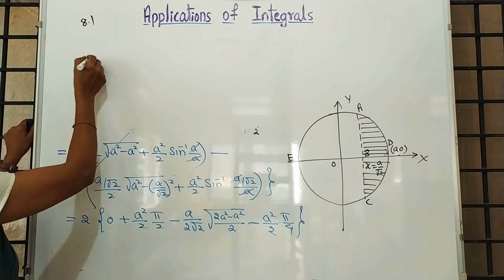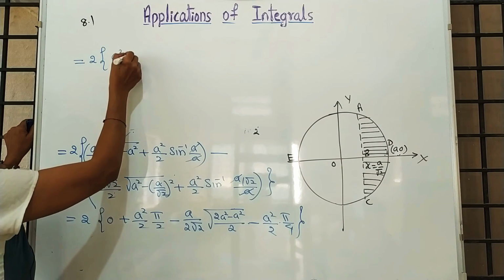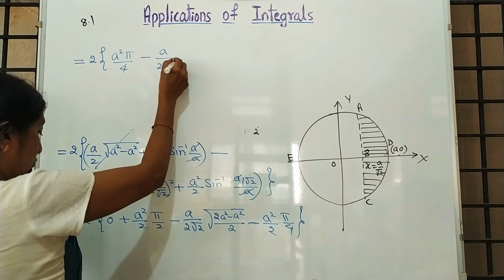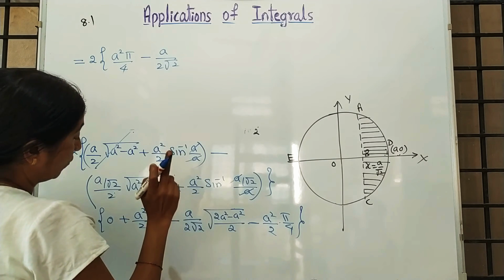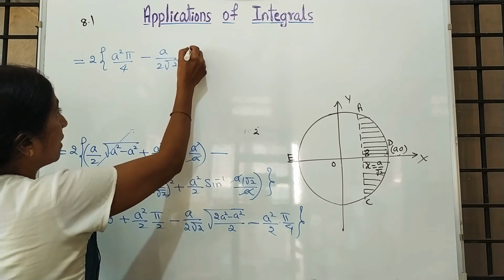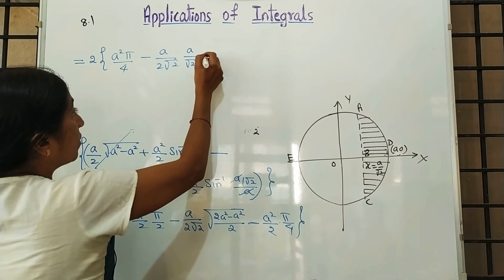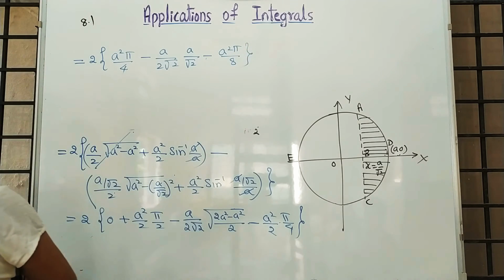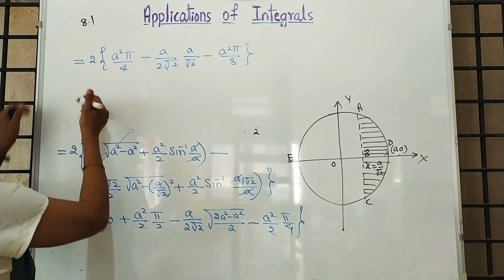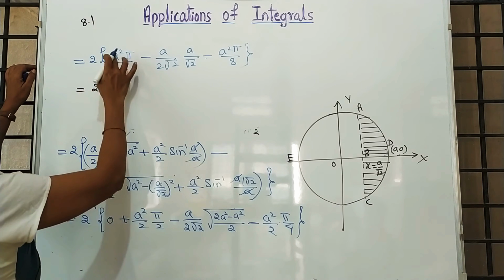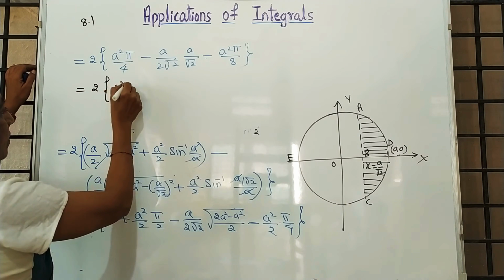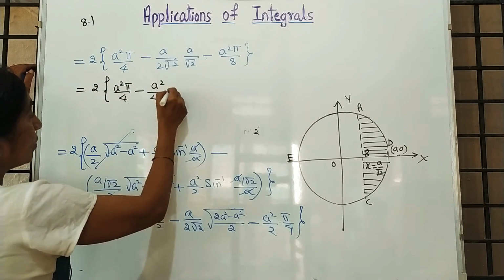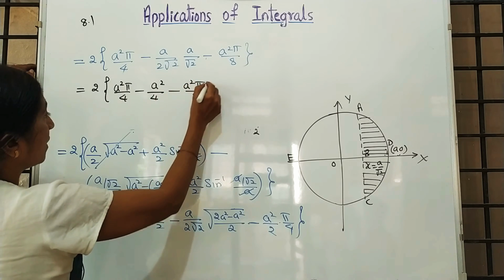It is 2 a square pi upon 4 minus a by 2 root 2. 2a square minus a square is a square. Square root of a square is a. A by root 2 minus a square pi by 8. See the next one. Here 2 as it is, a square pi by 4 minus a square by 4, root 2 into root 2 is 2, minus a square pi by 8.